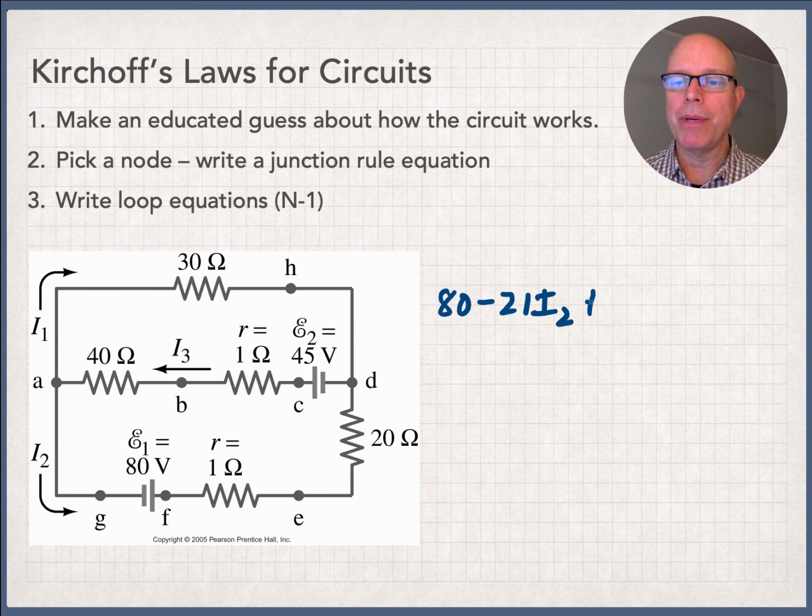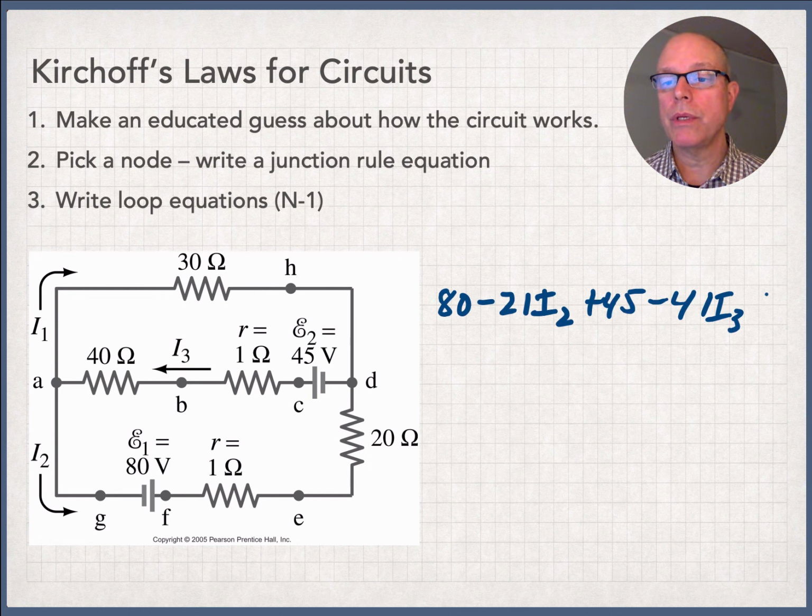Hit letter D, cruise to the left. I get an energy bump, plus 45. I hit these shared resistors again. Now I'm in I3 territory. We just did this term a second ago, minus 41 I3s. And we cruise back on down to the battery. We're done. So the closed loop always adds up to equal 0.